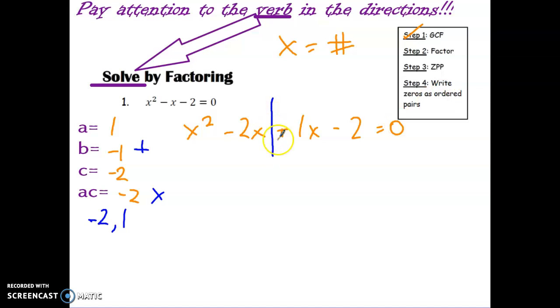All right, cut it in half. This part is not new. This part is exactly like what we've been doing. Find the GCF of the left-hand side.